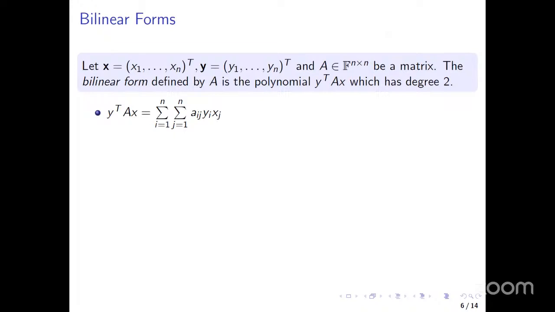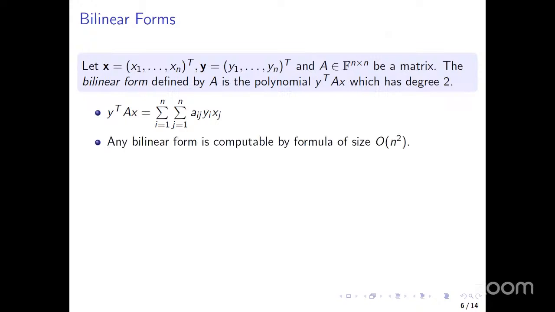For that I need to define what a bilinear form is. A bilinear form is a quadratic polynomial. You have two vectors of variables, x1, x2 to xn and y1, y2 to yn, and A is an n cross n matrix. A bilinear form is a polynomial of the form y transpose A x. So you have a row vector y, then a matrix, and then a column vector x. It's a special kind of quadratic polynomial where every monomial is of the form yj times xi. So there are no x square or y square terms. It's homogeneous and it is bilinear.